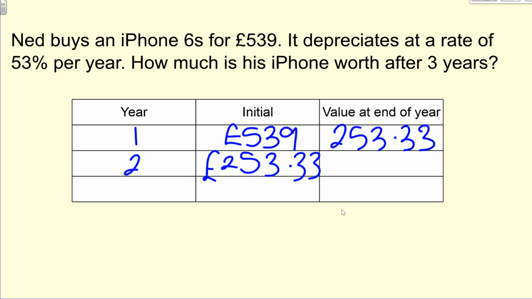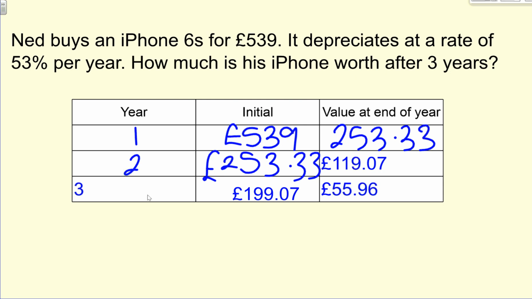So I'd like you to finish this question by finding the value at the end of the second year by taking 53%. This time it'll be 53% of £253 and 33 pence, and take that away. Pause the video and give that a go. Okay, so I got that at the end of the year, taking 53% of £253 33 pence and taking it off, I got £119 and 7 pence.